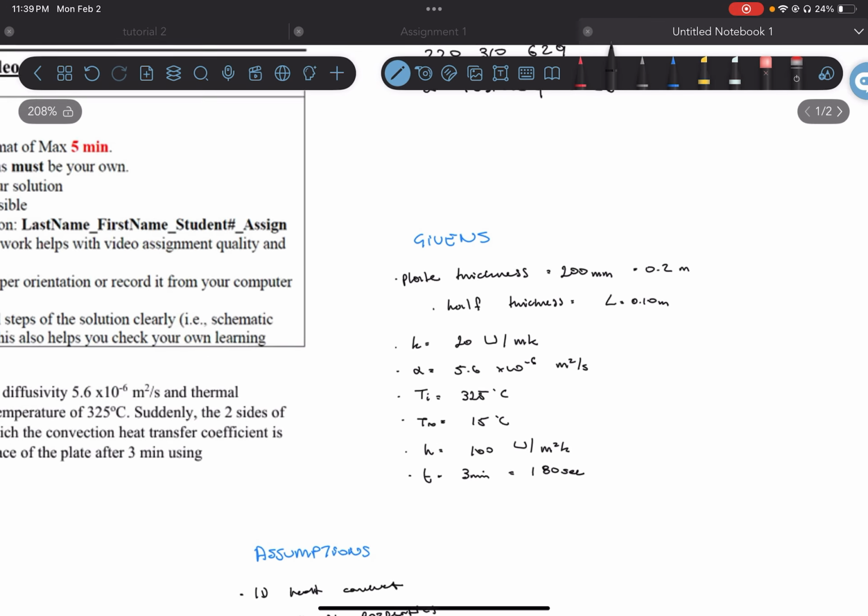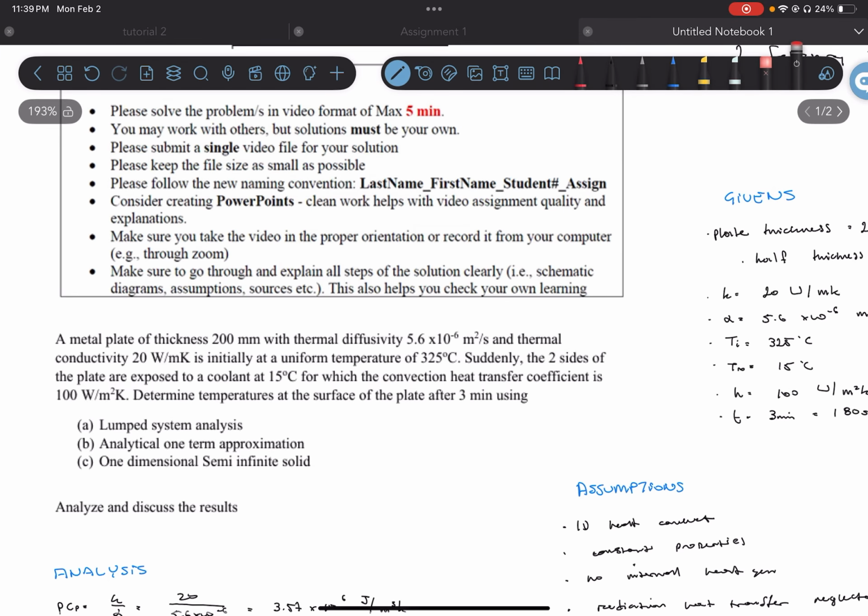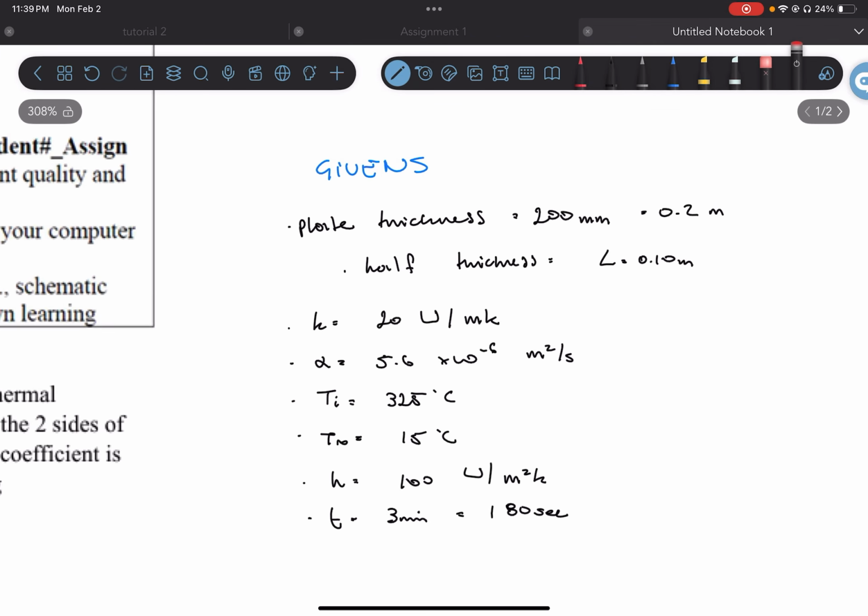Let's get started. So this is the problem that we're given. These are the givens, where the plate thickness is 200 millimeters, which converted is 0.2 meters. Half the thickness would be that divided by 2, so we're taking that as the L.